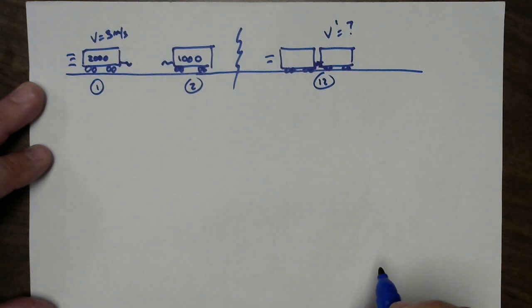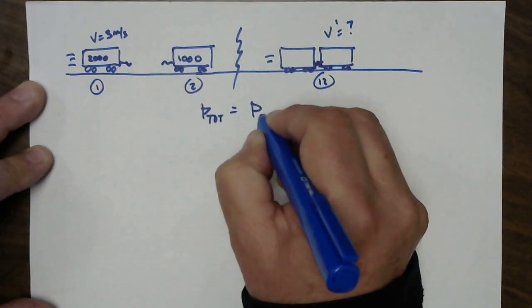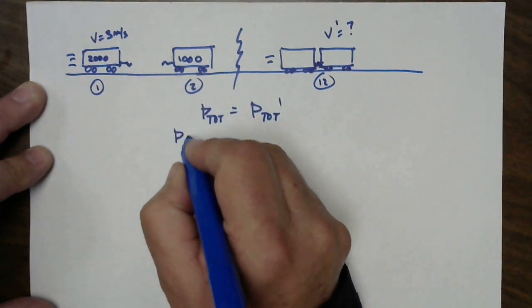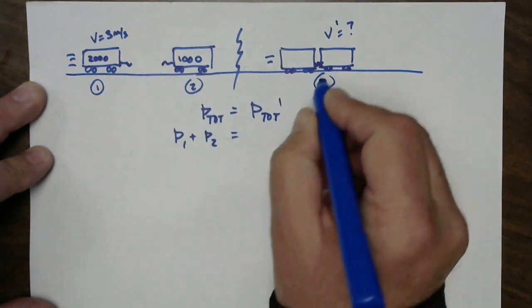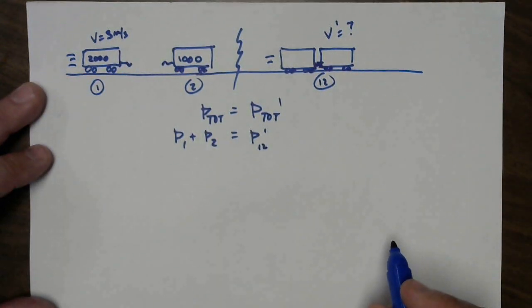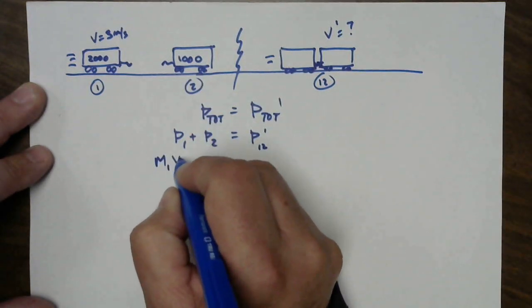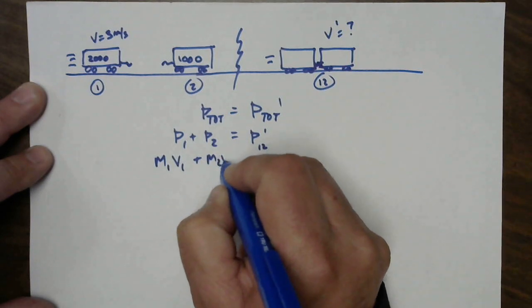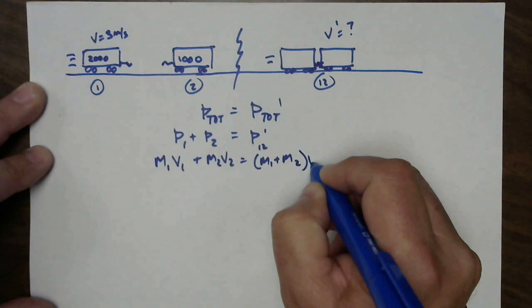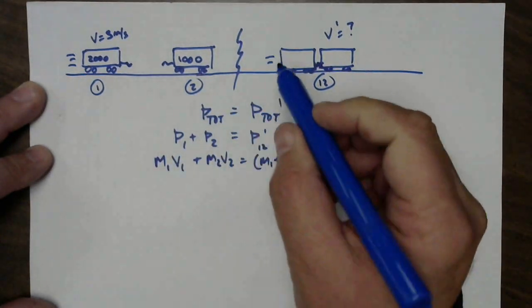All right, let's go a little faster. We always write P total equals P total prime. Beforehand, there are two objects, so P1 plus P2. Afterwards, P1, 2 after the collision. Now, M times V: M1 V1 plus M2 V2 equals M1 plus M2 times V prime. Notice that I'm moving away so that I can keep the equal sign under the zigzag.